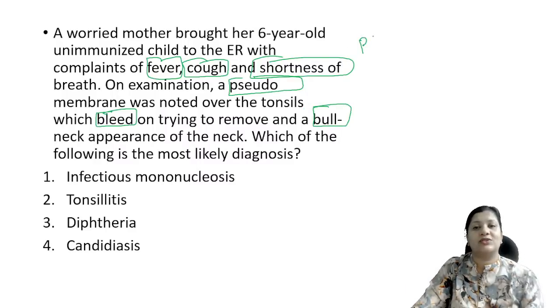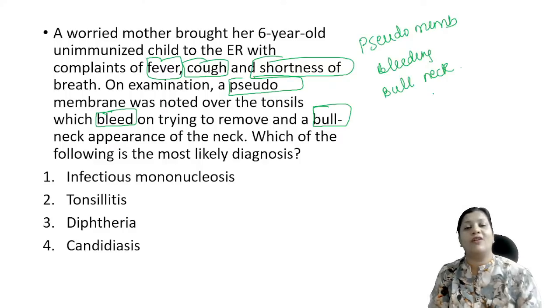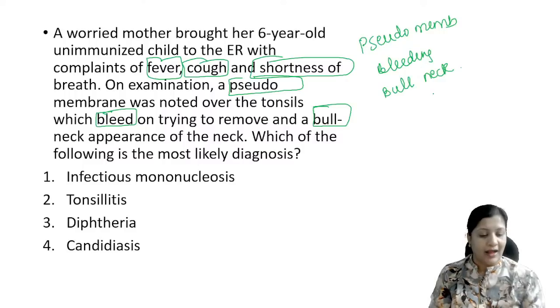So there is already pseudo membrane. There is already bleeding on pulling the membrane out, and there is also bull neck. What will your diagnosis be? Again, a very easy, pretty simple question, which I know all of you know the answer for. So what's the answer? Is it infectious mononucleosis? Is it tonsillitis? Is it diphtheria? Or is it candidiasis? So I'm sure everyone knows this. I don't have to ask this.